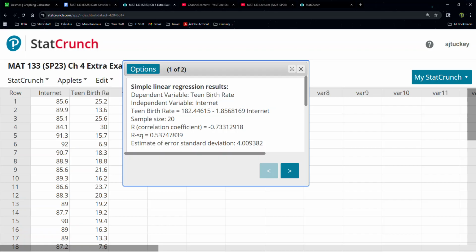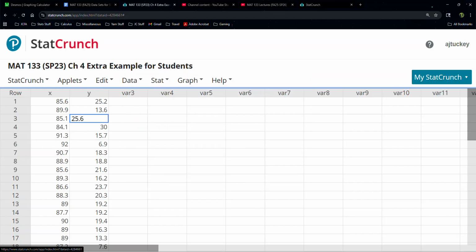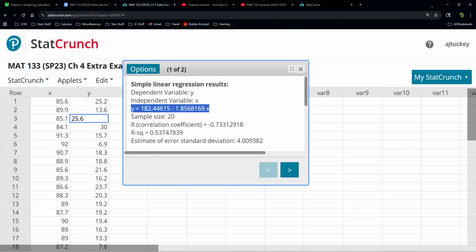Now remember, if you don't like the y and x being written out in words, you can switch them. Instead of internet, you click up here in the gray part and say x, and then move to the teen birth rate in the gray part and say y. And then if you refresh, it'll actually write it more like an equation. So if that makes you happy, then feel free to do that.